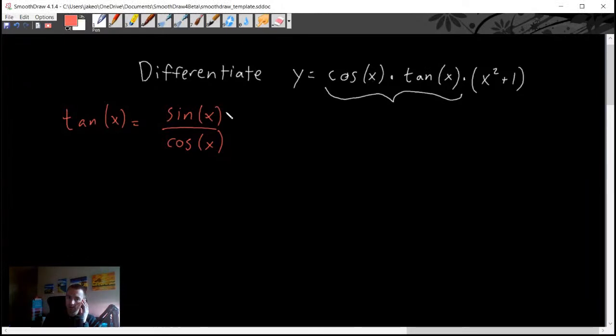So this is always going to be true, right? No matter what x is. I guess the only case you want to be careful of is if cosine of x equals 0, because then you're dividing by 0.